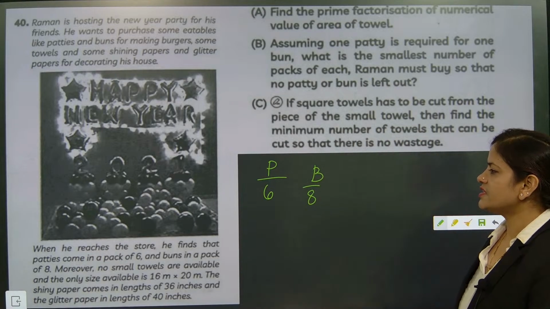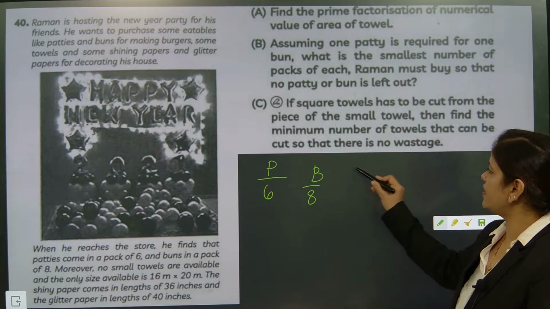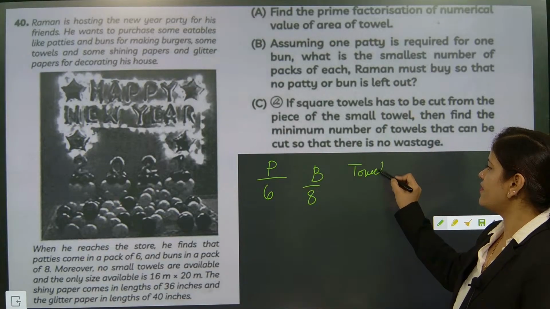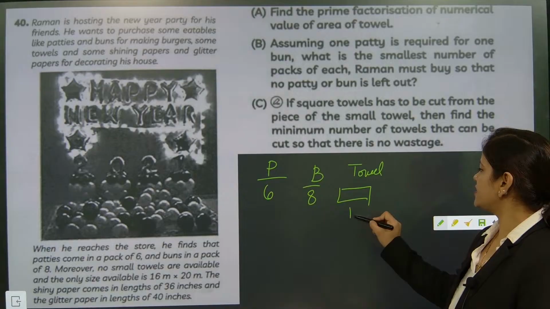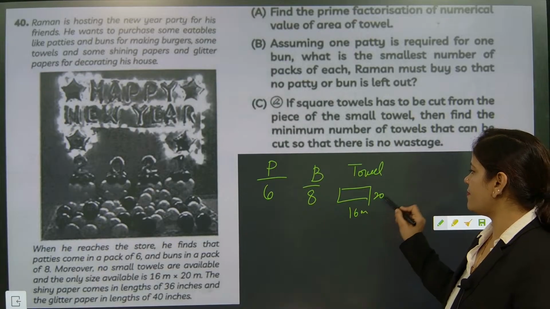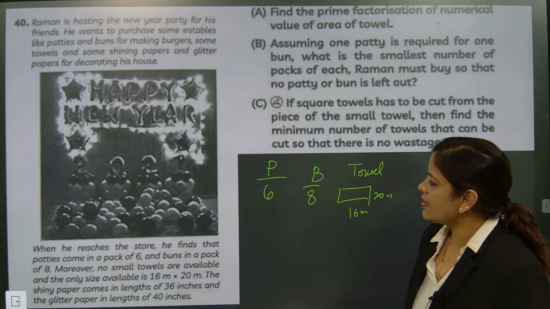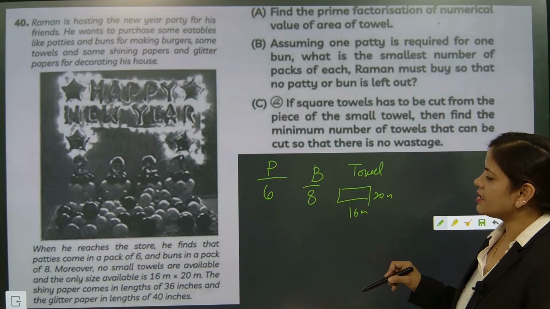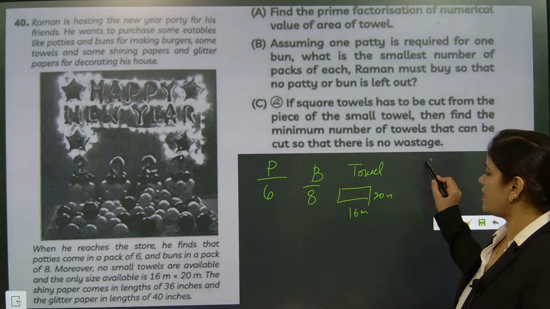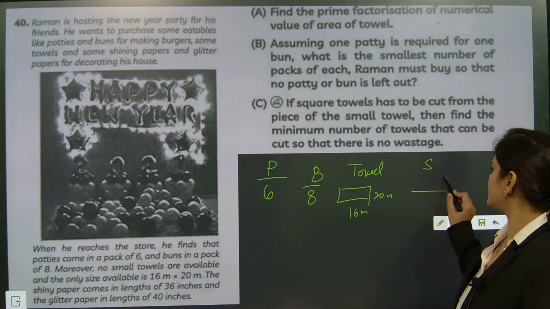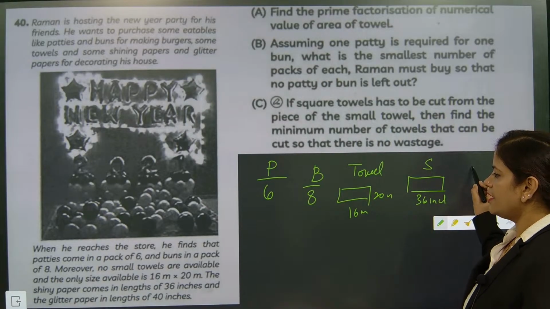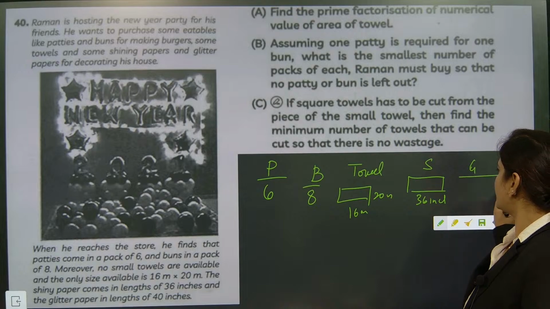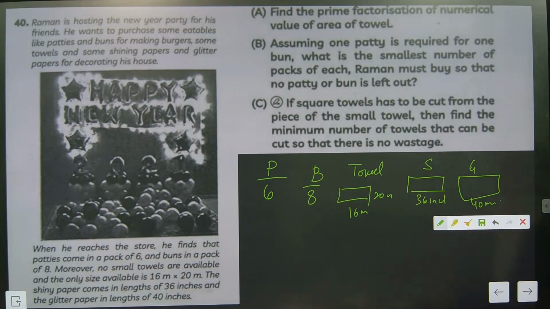No small towels are available, and the only towel size available is 16 by 20 mm. The shiny paper comes in a length of 36 inch and glitter paper comes in 40 inch. Okay, so this is the information given.